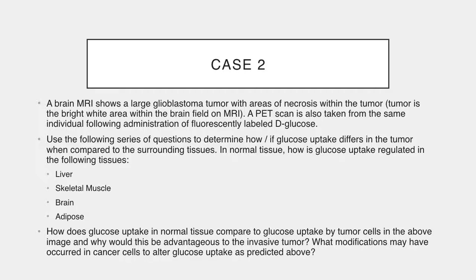the surrounding tissues. In normal tissue, how is glucose uptake regulated in the following tissues? Liver, skeletal muscle, brain, and adipose. How does glucose uptake in normal tissue compare to glucose uptake by tumor cells in the above image, and why would this be advantageous to the invasive tumor? What modifications may have occurred in the cancer cells to alter glucose uptake as predicted above?